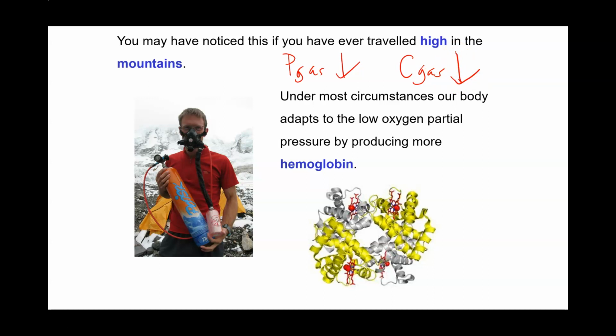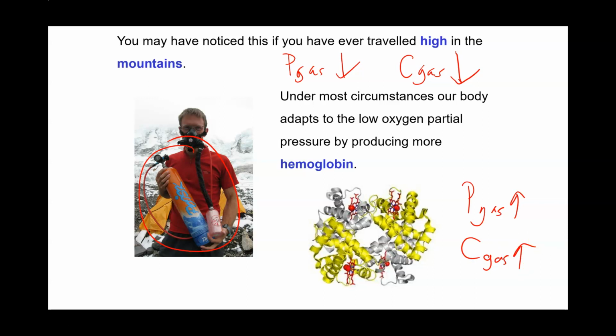in accordance with Henry's law. And you can get around this effect by using what we call supplemental oxygen. And so what that does is increase the partial pressure of gas in the surrounding atmosphere, and as a result, you'll increase the concentration of oxygen in your blood.